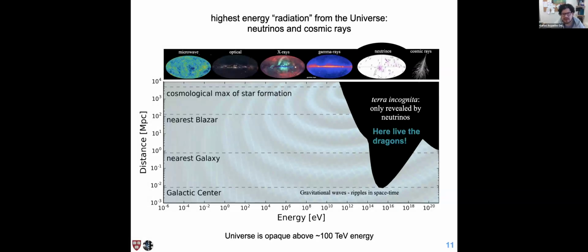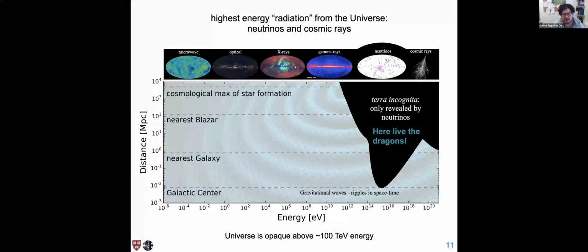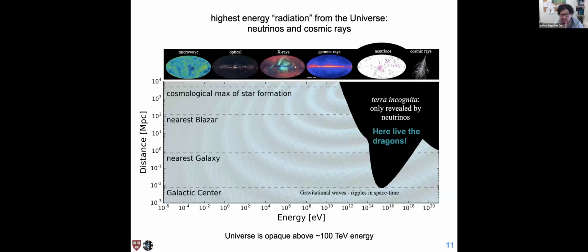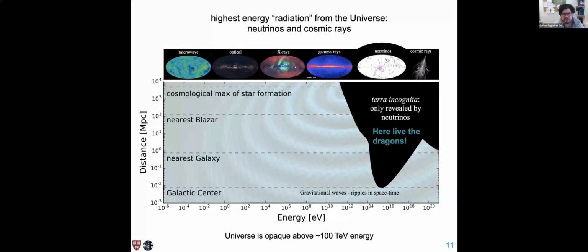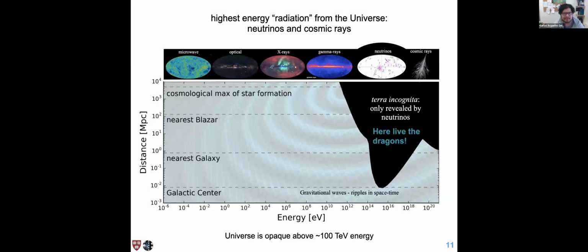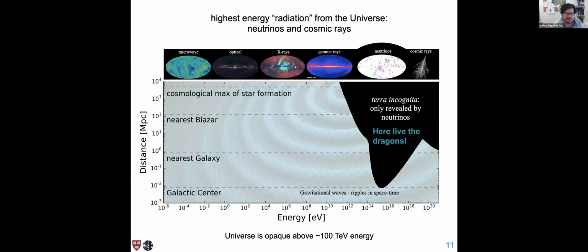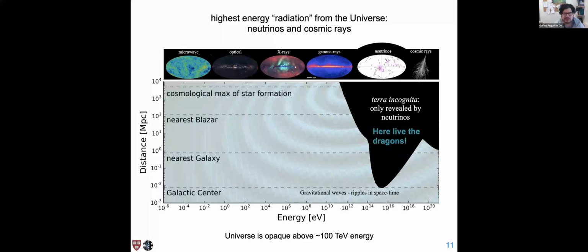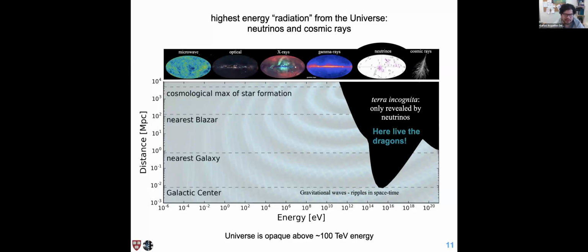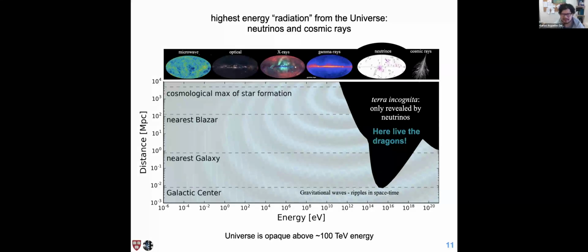What's shown here in dark is where the high energy gamma rays interact with the CMB or ambient light present in the universe, and that makes the universe opaque to that light. That is going to be what we're going to be after, and it's the high energy, high distance behavior of the universe, and the terra incognita already revealed by neutrinos. And this is where these, I call them here dragons, where these very high energy accelerators live.